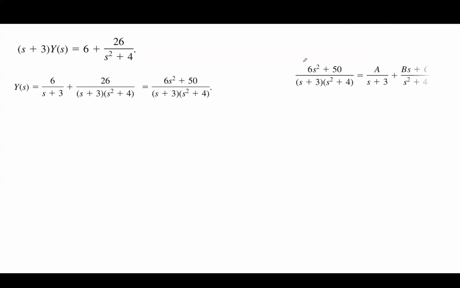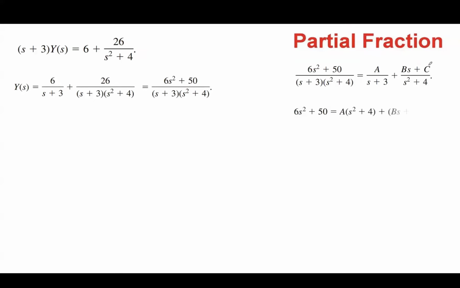We can use partial fractions and break this fraction into two simpler fractions. You have A divided by s plus 3, plus (Bs plus C) divided by s squared plus 4. By using the method of partial fractions, we're going to find these missing values. 6s squared plus 50 must be equal to A times (s squared plus 4) plus (s plus 3) times (Bs plus C).